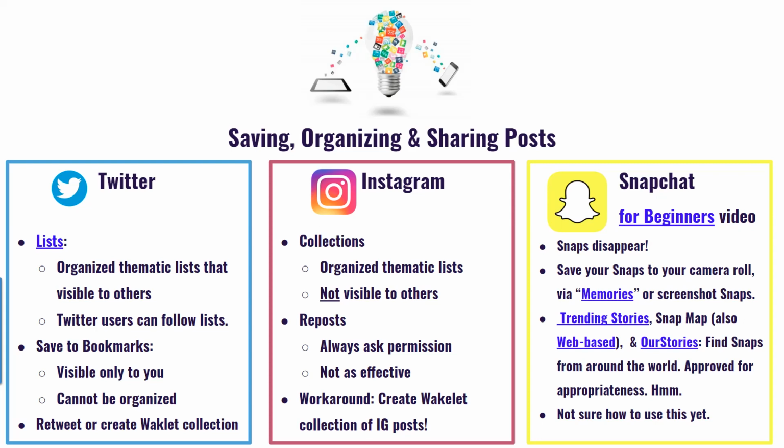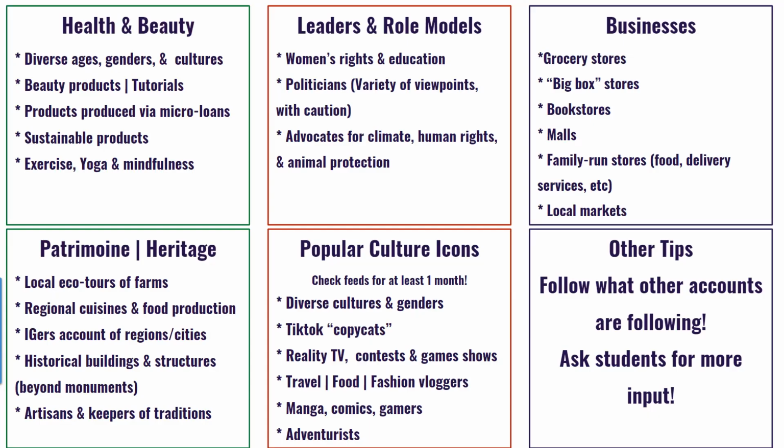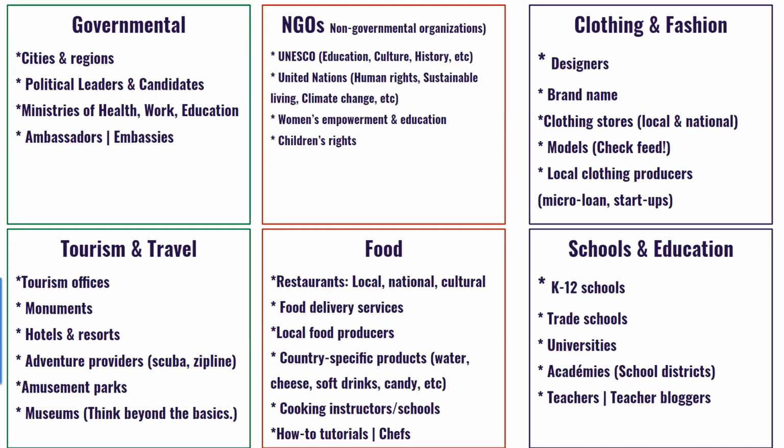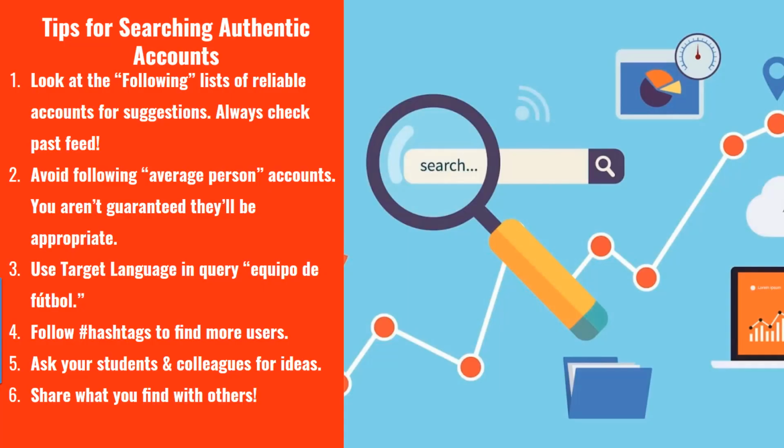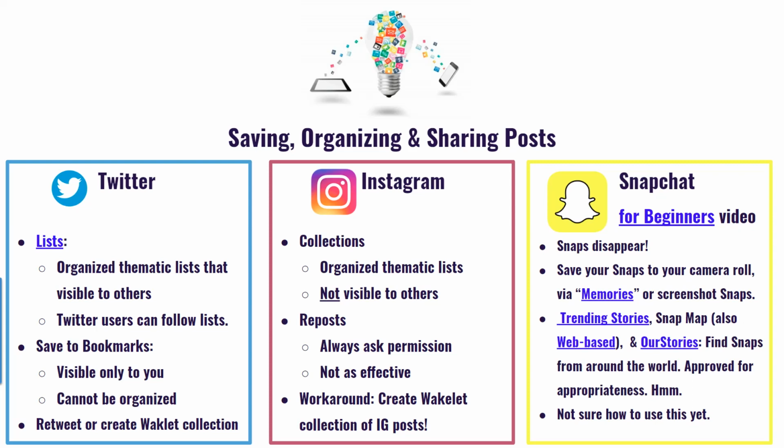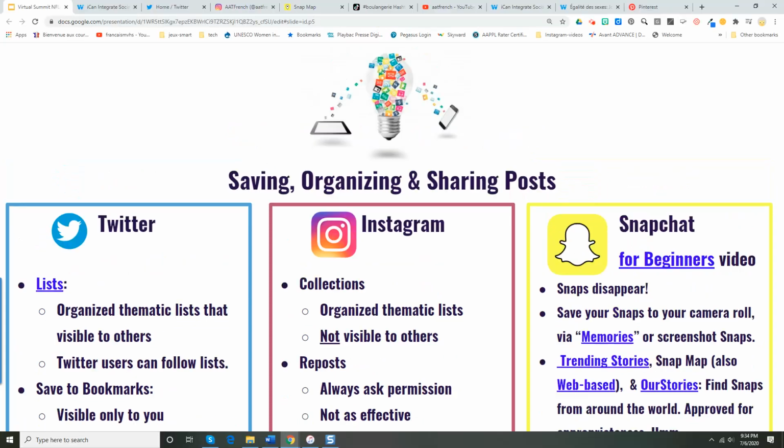But the neat thing that you can do on Twitter is create lists, and lists are groups of accounts that are important to you. So if we look back at this list, okay, we've got these types. And what if we had a list that were all the governmental type accounts? You can build those in Twitter, and you can name them, and they can be organized, and other people can follow them. You can also save tweets to your bookmarks, but those are only visible to you, and they can't be organized. However, you can retweet tweets, as we say, or you can create Wakelet collections, and I'll show you about that just in a moment.